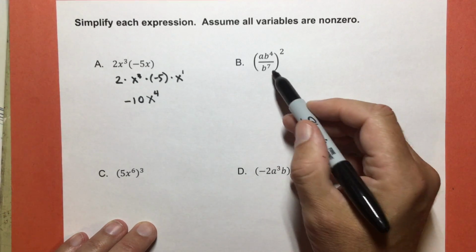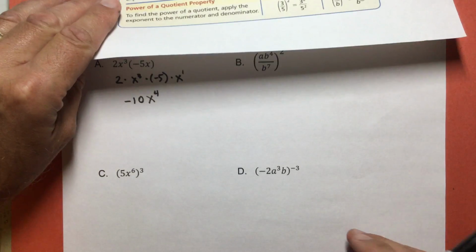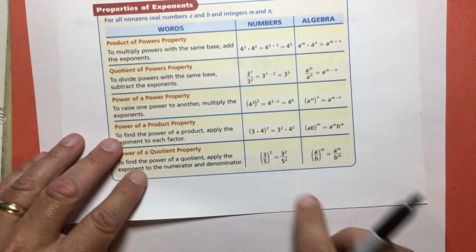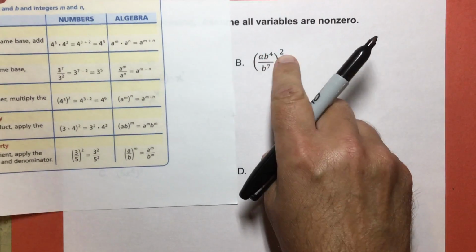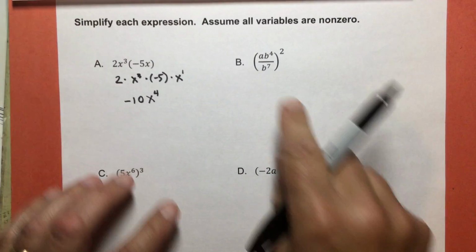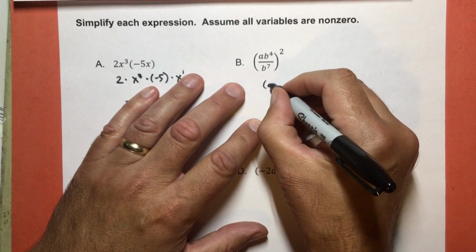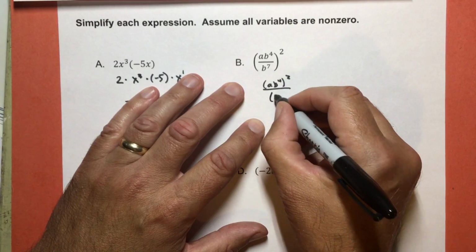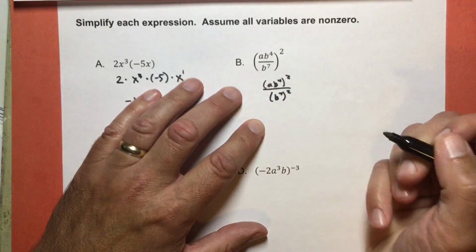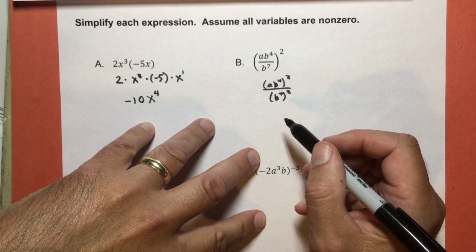I'm going to use the properties for this one. I'm going to start with this property, which is the quotient property, because I have a fraction to a power. So that means that the numerator and the denominator both get that exponent. So I get ab to the 4th to the 2nd over b to the 7th to the 2nd. I'm sorry, my marker's starting to get a little thick here.